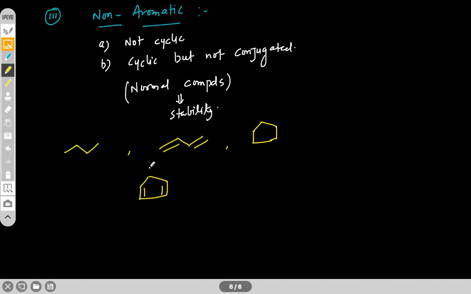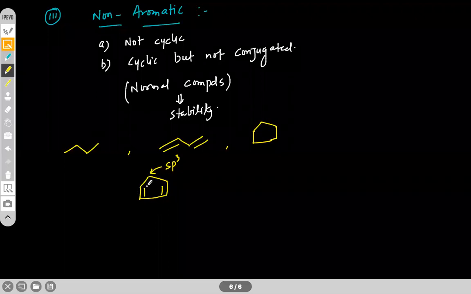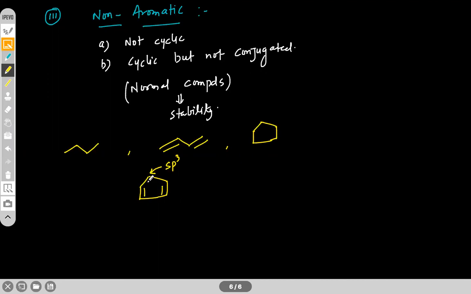The last one is also non-aromatic because this carbon atom is sp3 hybridized, correct? Hence the conjugation is not there in the entire ring. Conjugation should be there in the entire ring, and only then it can be aromatic or anti-aromatic. But if you see any sp3 hybridized atom in the ring, it is non-aromatic. That is it. Simple: any sp3 hybridized atom in the ring, non-aromatic. Clear?